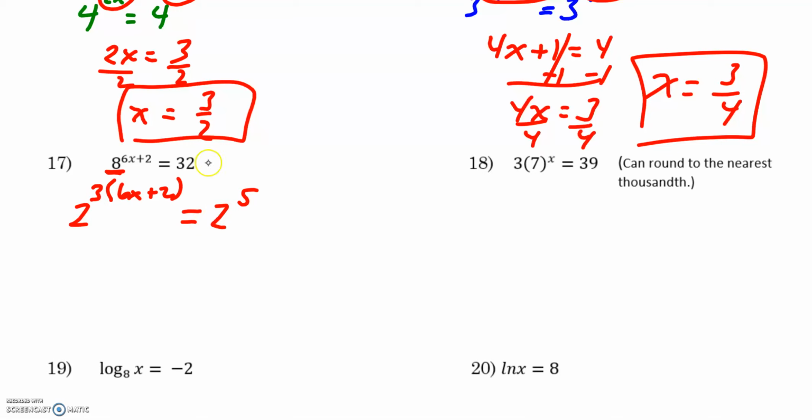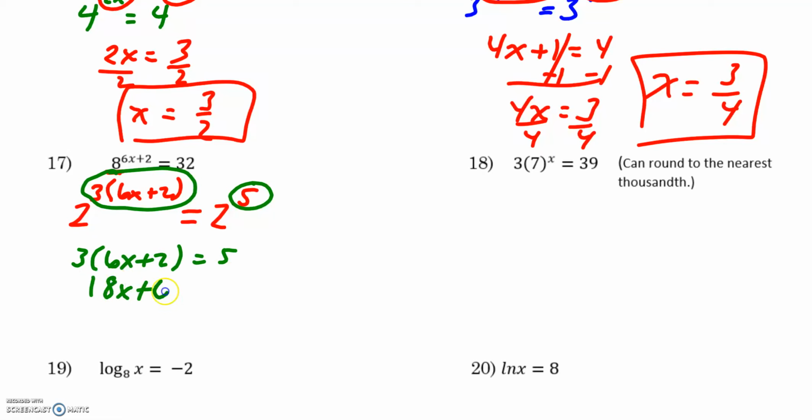So now again, my bases match, so I know that this piece must equal this piece, or 3 times 6x plus 2 is equal to 5. 18x plus 6 equals 5. Subtract the 6 over.